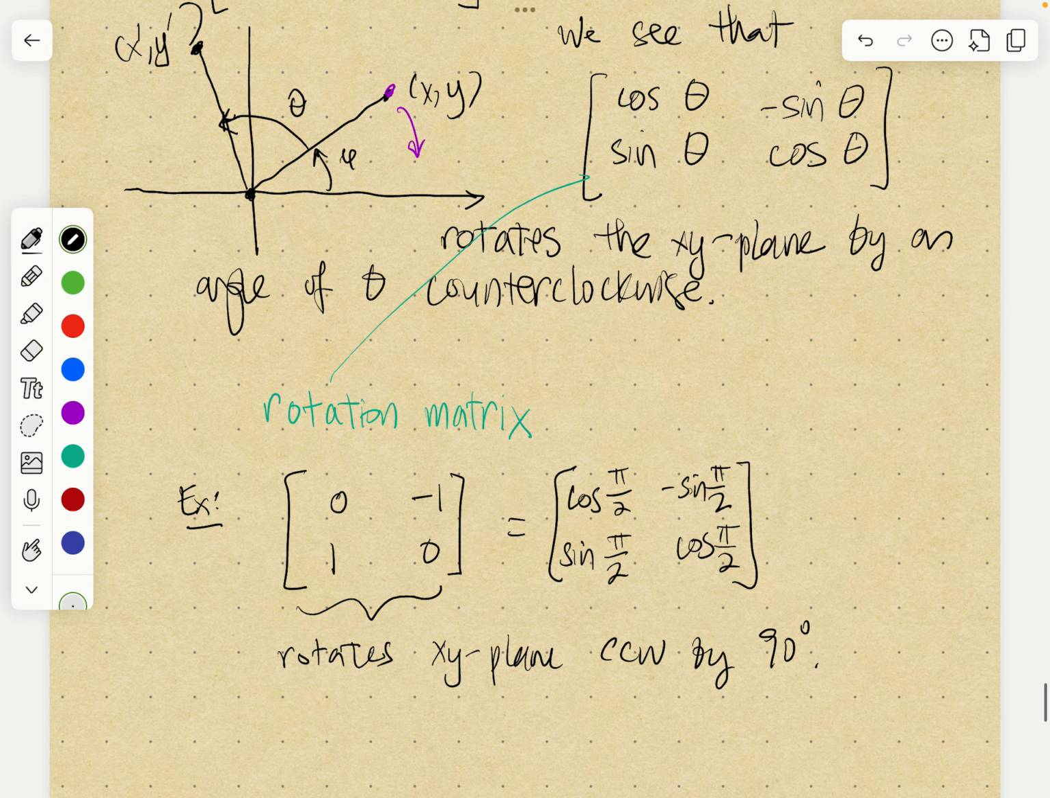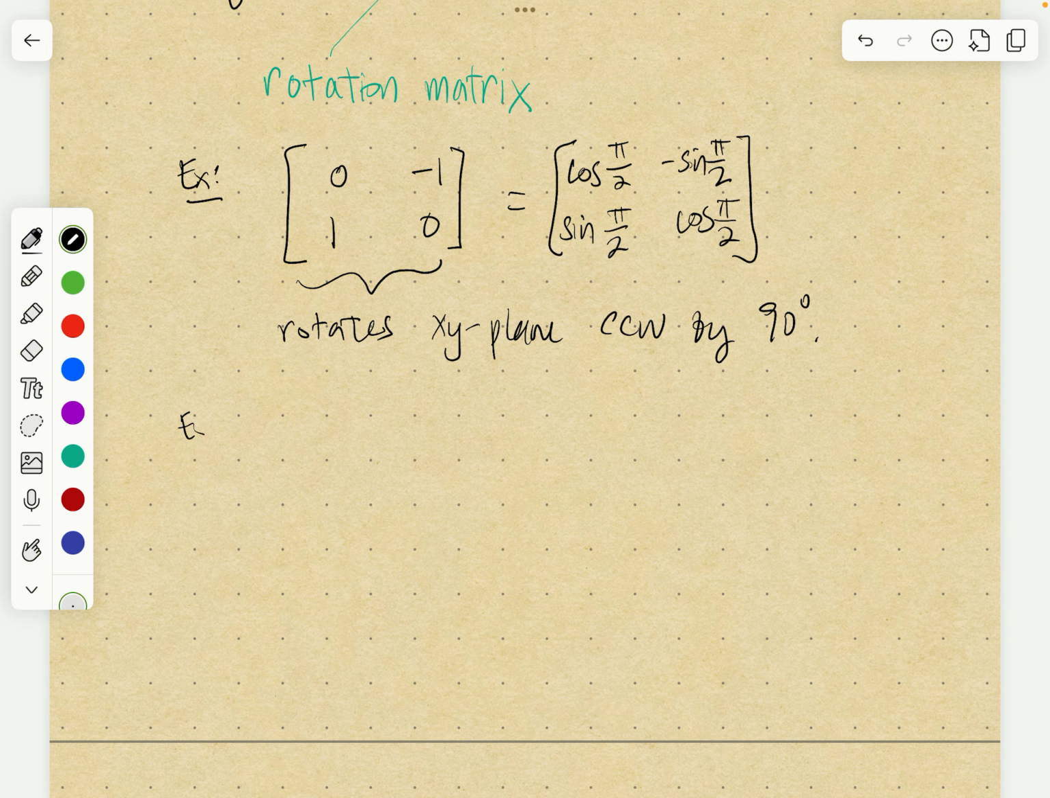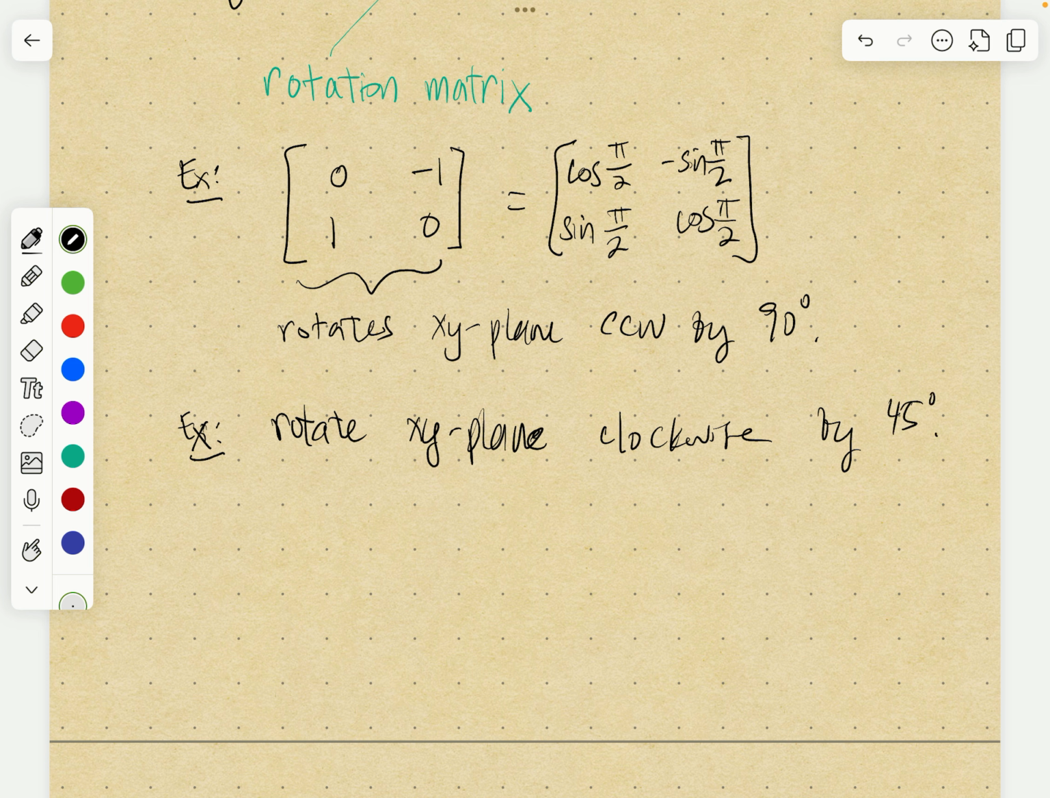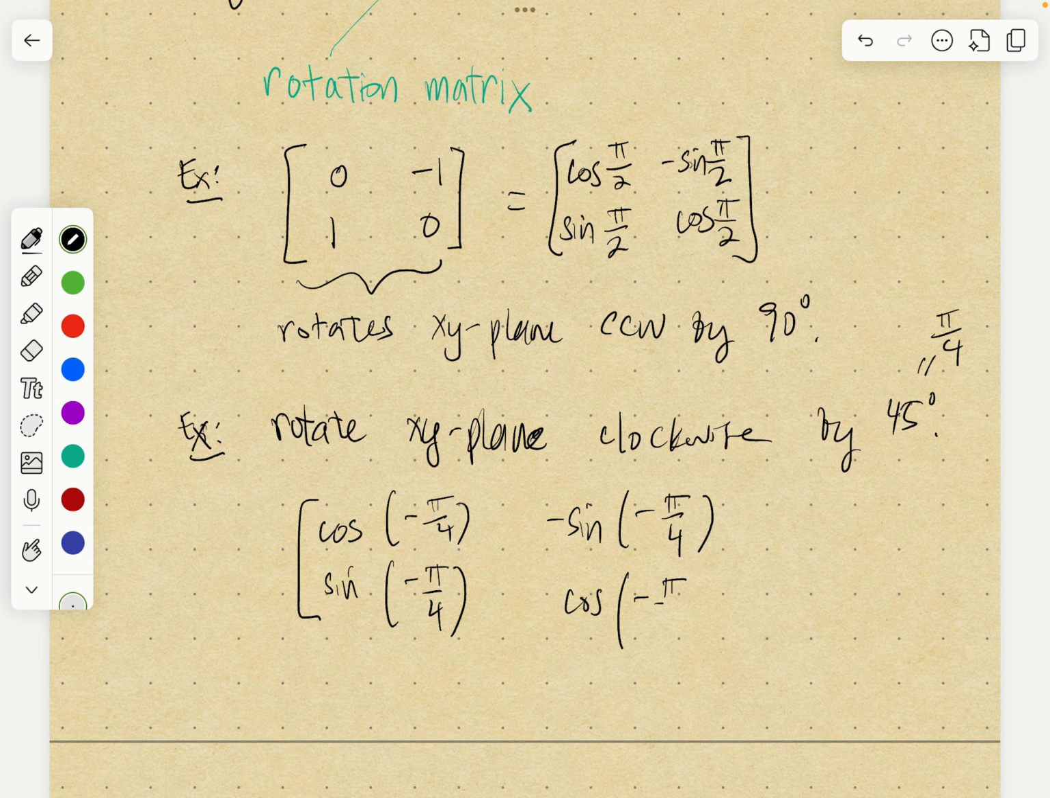So for instance, if you wanted to rotate the xy plane clockwise by 45 degrees, so that's in radians, that's pi over 4, then you would want cosine of negative pi over 4, sine of negative pi over 4, negative sine of negative pi over 4, and cosine of negative pi over 4.